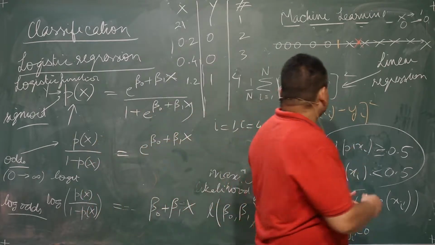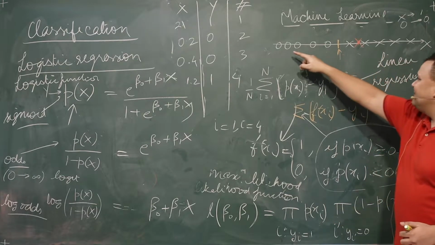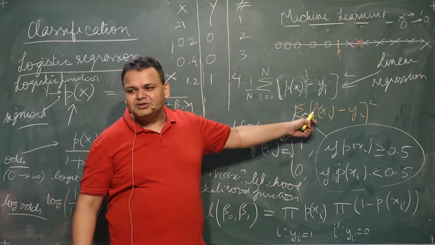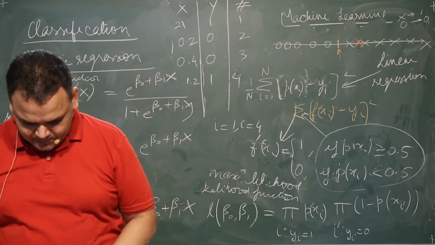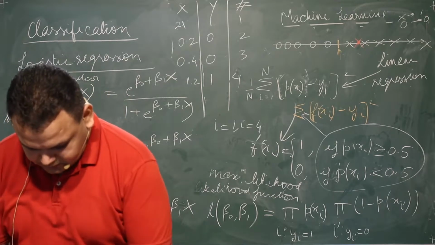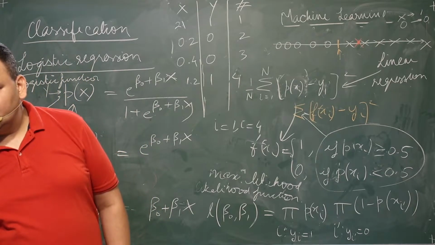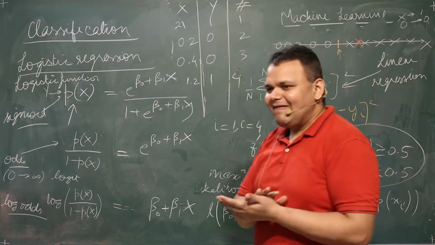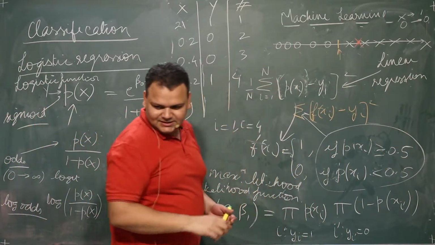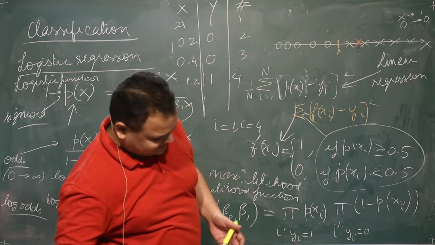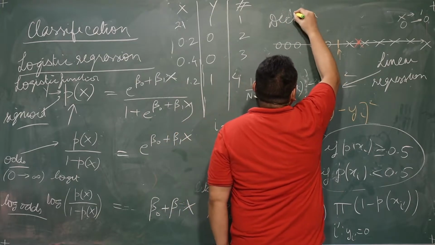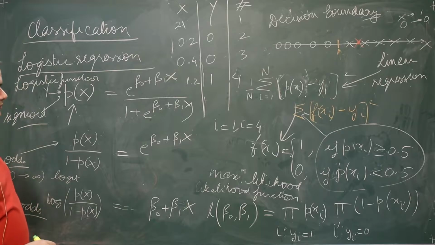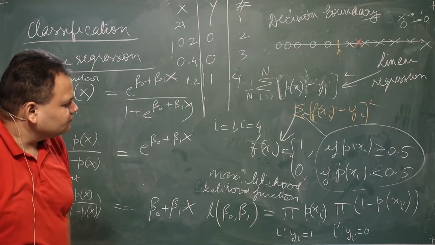In this particular case, if I choose this decision boundary, what will be my error? Assuming I have chosen this definition, what will be my mean squared error? Anybody? Shivansh, what are you saying? Can you repeat? I said that it will be 0. Yeah, the error will be 0.